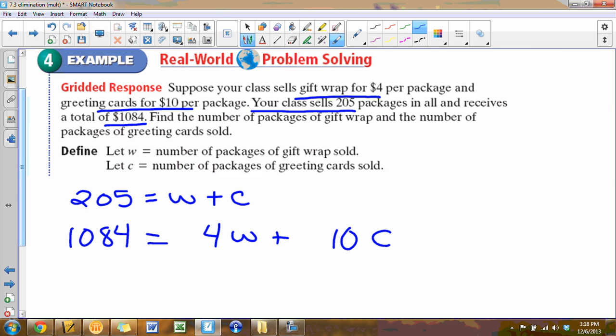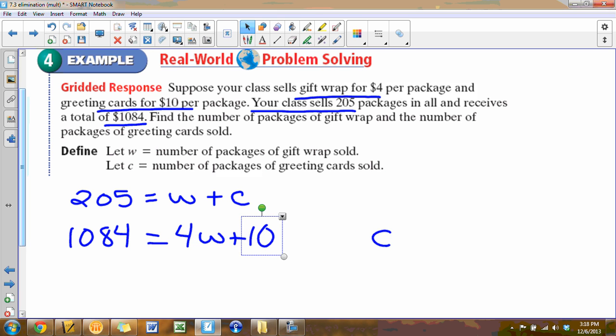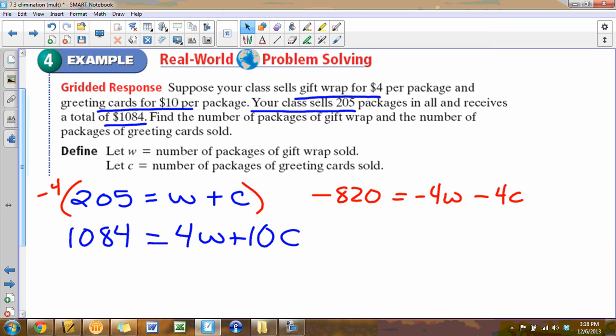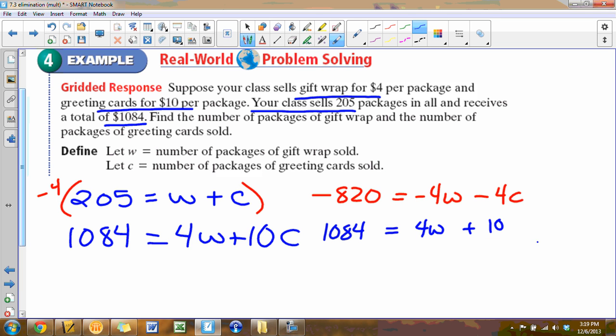So if I'm going to solve this by elimination, I'm going to squinch this a little closer together here. Since this is W and C, I can just multiply this whole thing by -4, and that'll let me eliminate my W. So 205 times -4 is going to give me -820. Then -4W and -4C. This equation here is going to stay the same. I'm going to add them together.